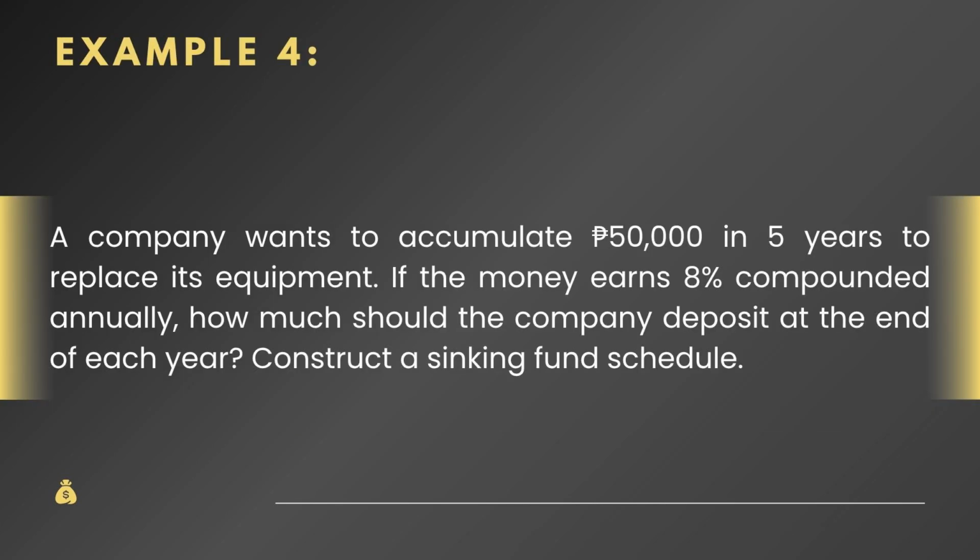For a fourth and final example, a company wants to accumulate 50,000 in 5 years to replace its equipment. If the money earns 8% compounded annually, how much should the company deposit at the end of each year? Let's construct a sinking fund schedule.